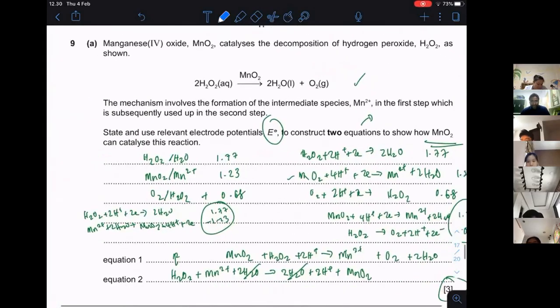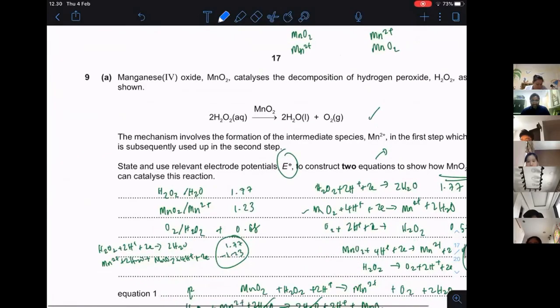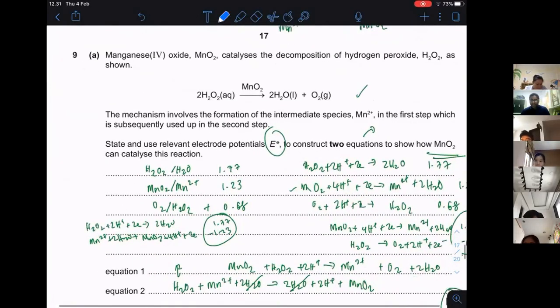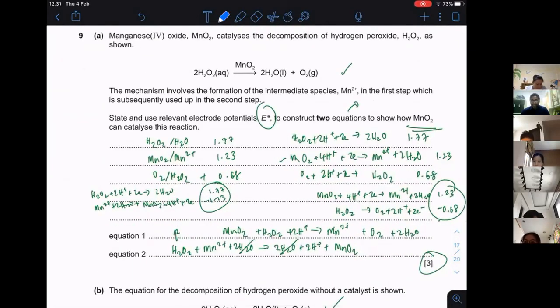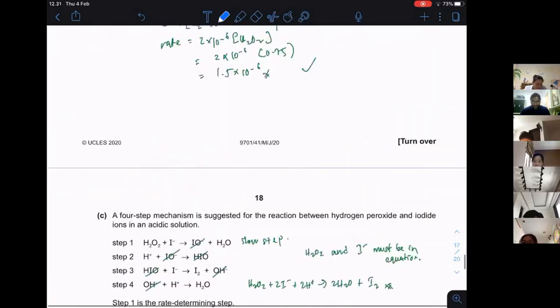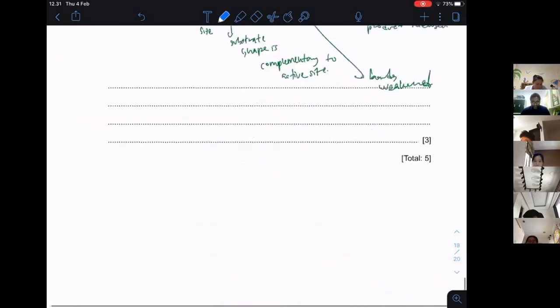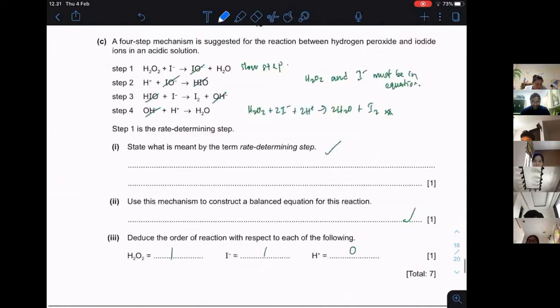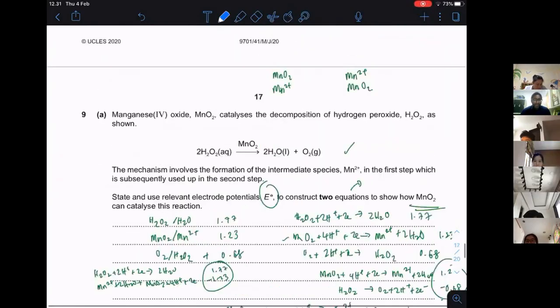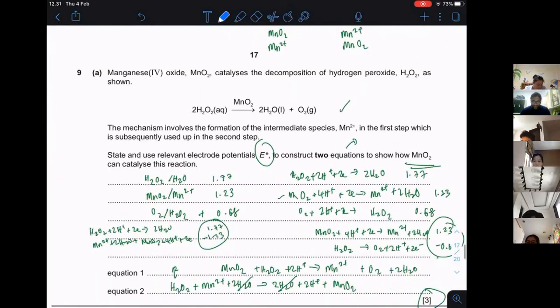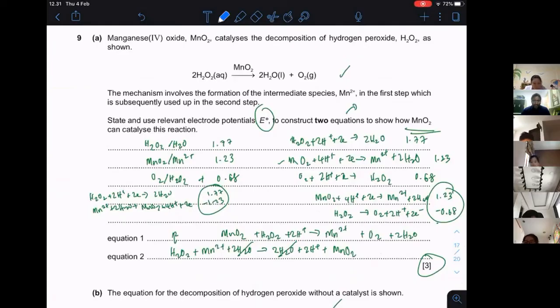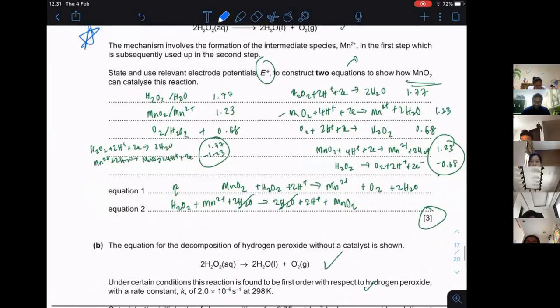Next question. Manganese(IV) oxide catalyzes the decomposition. Anyway, it's already 12:30. Can we just finish this, so that we don't end up, let me actually go very fast. I don't think we can go fast for this one. This one maybe next class.